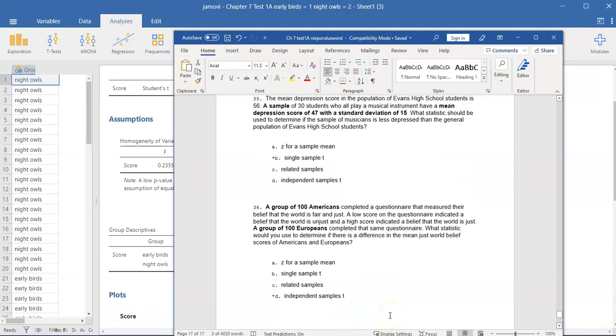This final question is an independent t because you have two groups of people. Again, you have a group of Americans and a group of Europeans. Those are different people in the two groups, so it's an independent samples t.